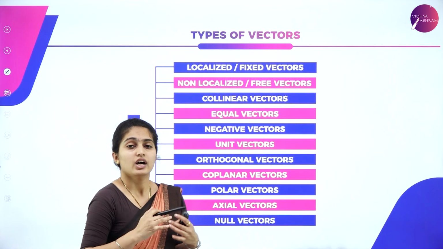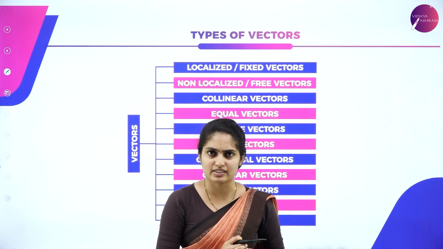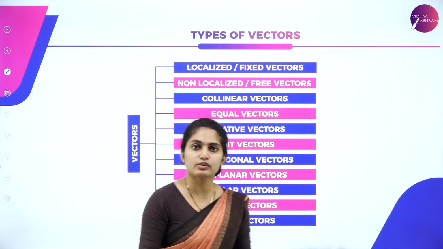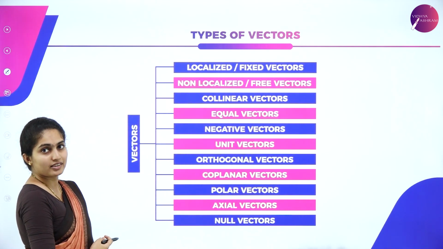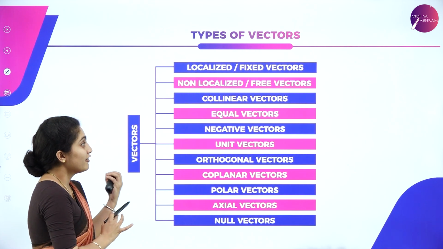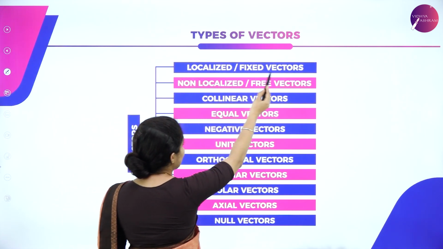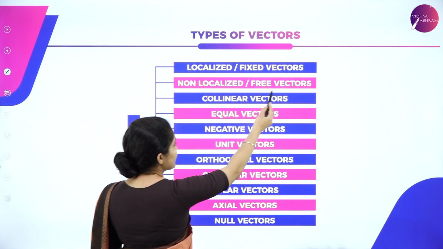So let us check how many types of vectors there are. You know what a vector is? How is it represented? So let's see its types. There are these many types of vectors. It's looking colorful, but when we study it, it is very easy too. Okay. So now we have localized and fixed vectors, non-localized and free vectors.